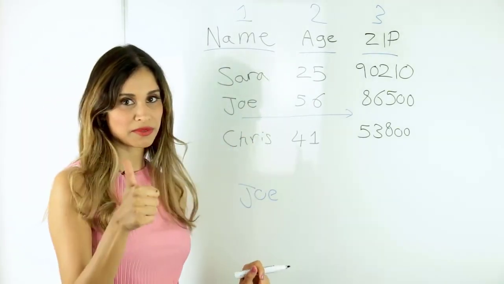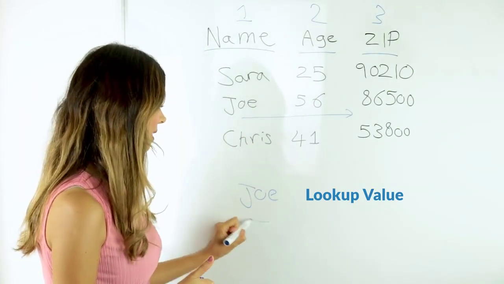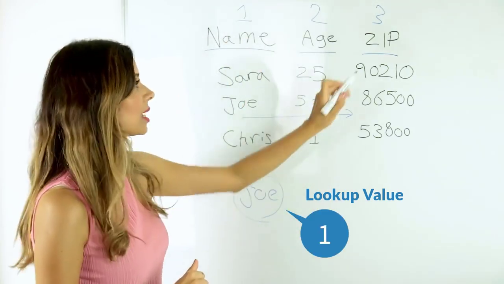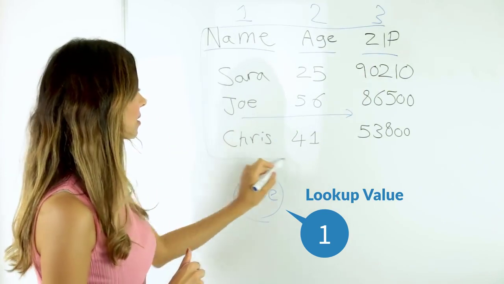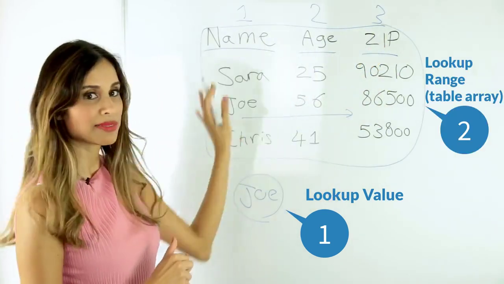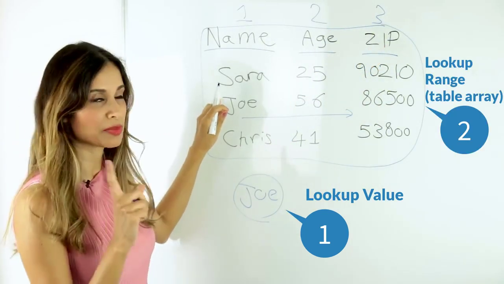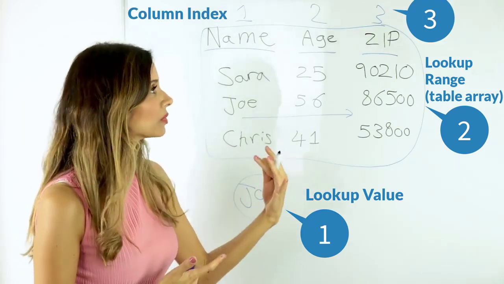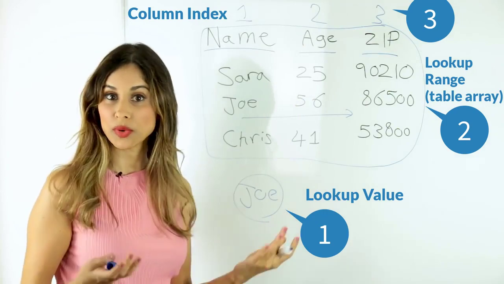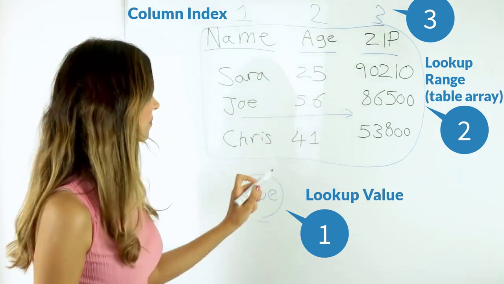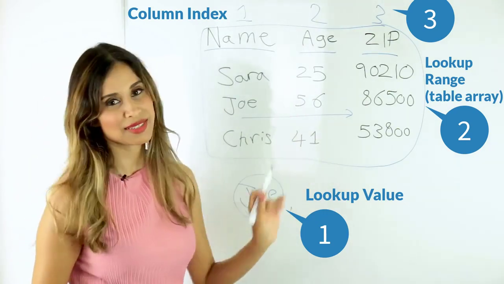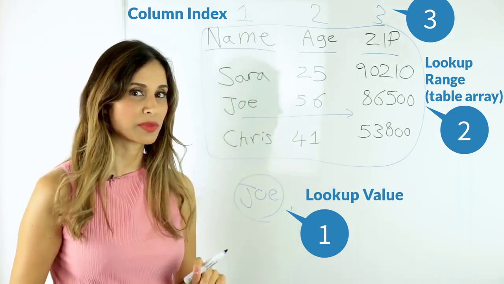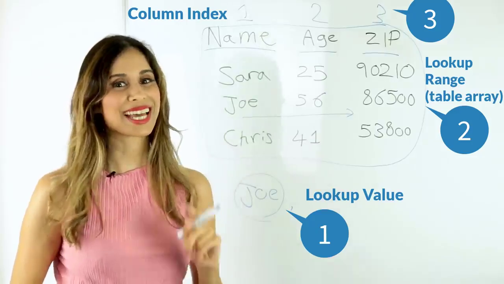So the first argument in VLOOKUP is the lookup value. In our case, it's Joe. Number 2 is where is it looking it up? It's looking it up in this range. So we have to give it this. Joe is on the left-hand side. Remember that. The next argument is our number. What do we want returned? We want the zip code. What do we give it? Number 3. Now, there is one last argument that's optional, but we're going to need it here to get our formula to work. And we're going to see that in a second.